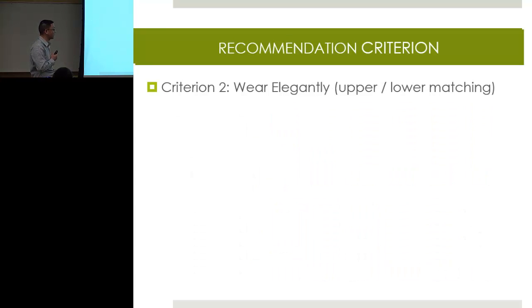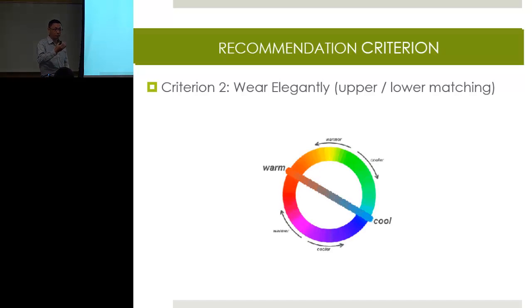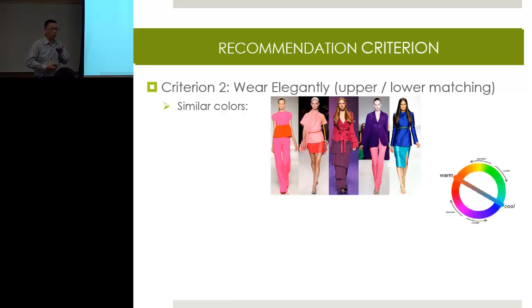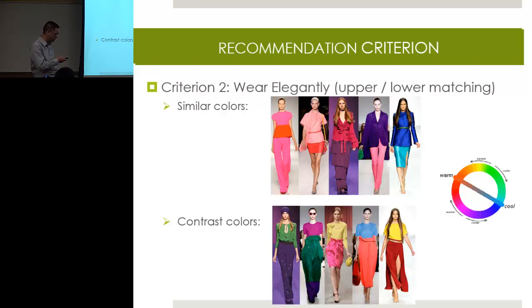The second criterion is that you should wear elegantly. The upper body clothes and the lower body clothes should be paired well. For example, some experts, I mean dressing or beauty experts, mention that if you have a color ring, the upper body clothes color and lower body clothes color should be similar to each other or contrast to each other. So in this color ring, the angle should be 0 degrees or maybe 180 degrees, but cannot be 90 degrees. If it is 90 degrees, mostly the pair of clothes does not look so good.